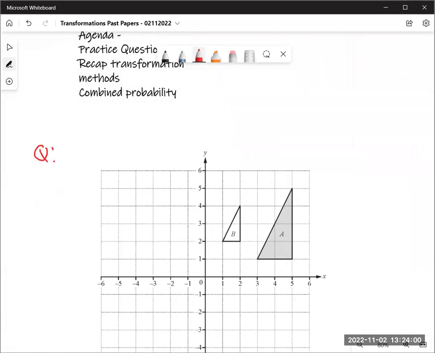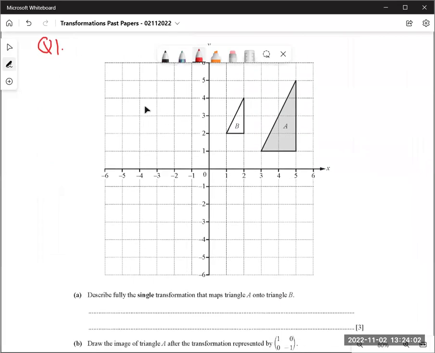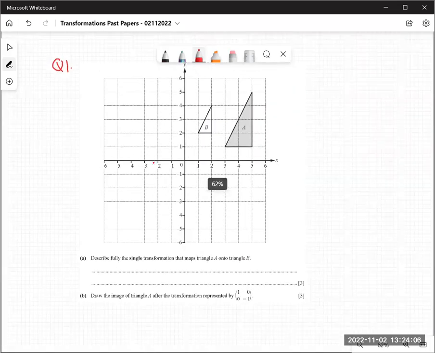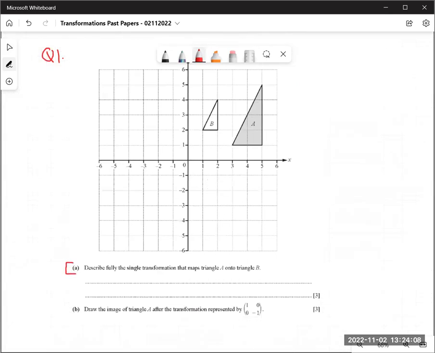Question 1. Now first, Anas, read the question. Describe fully the single transformation that maps triangle A onto triangle B. Anas, what does it look like to you? Enlargement. It is enlargement. But one thing is, it's going from A on to B, right?